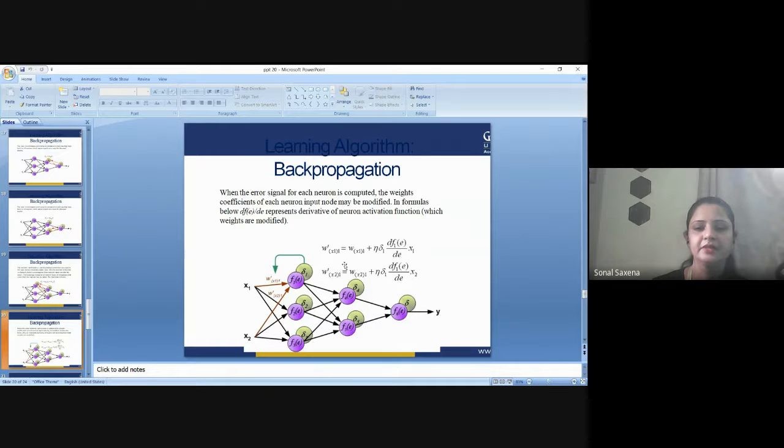These are the formulas given, where the weights are computed like w1x1 equals w1x1 plus eta times the derivative df(e)/de times x1, and w1x2, which equals w1x2 plus eta times the derivative df(e)/de times x2.